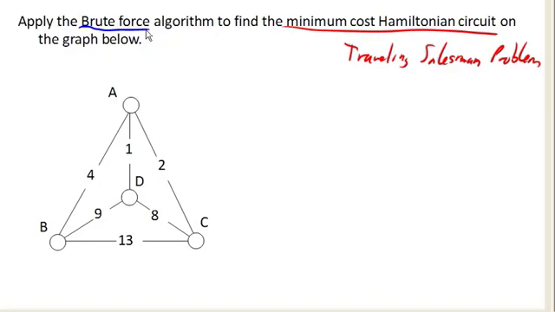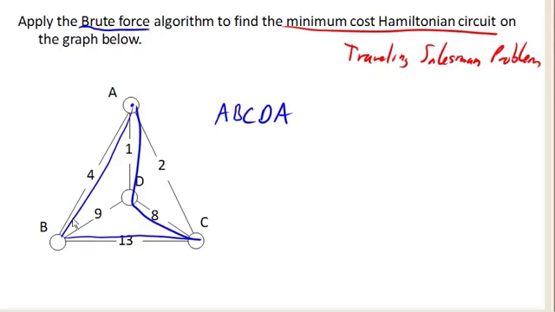So one possibility would be to go from A to B to C to D to A. So that was A, B, C, D, A. This lists the order in which we're visiting the vertices. And the total cost here would be 4 plus 13 plus 8 plus 1. We add up the cost of each of those legs of our path, and we get a total cost of 26.